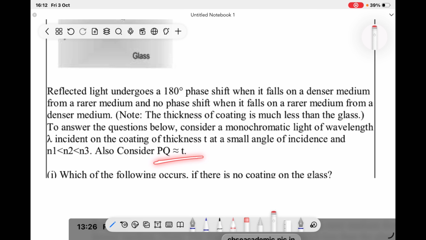So thickness is given as T, and this is the situation. N3 is maximum, N2 is greater than N1. So N1 is least, which is air, and N3, which is glass, is maximum, and then N2 is your coating, anti-reflective coating.